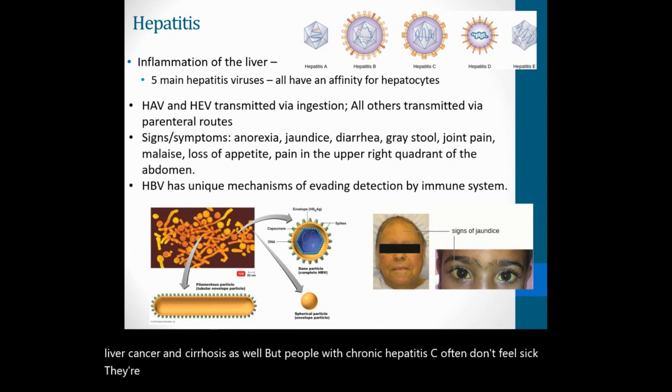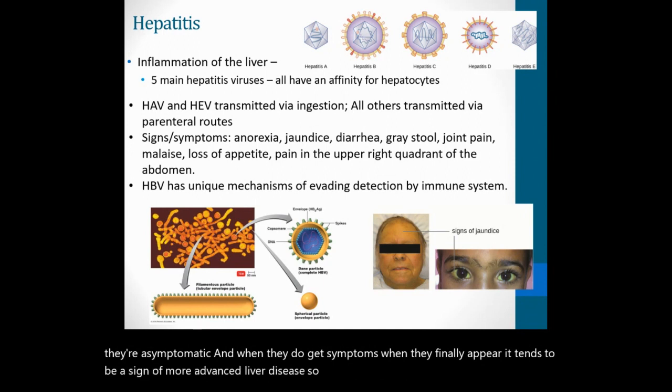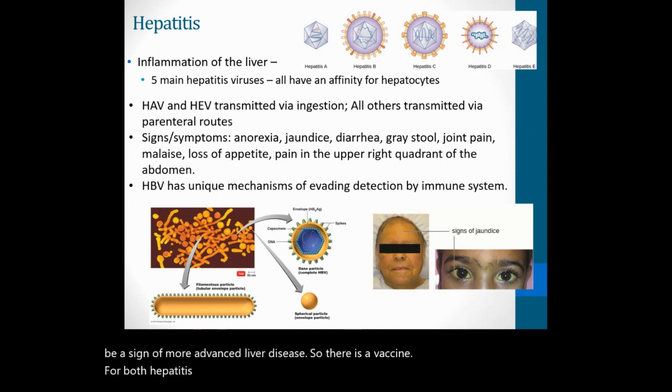And when they do get symptoms, when they finally appear, it tends to be a sign of more advanced liver disease. So there is a vaccine for both hepatitis A and B, right? So that's good preventative measures, but there is no vaccine for hepatitis C.